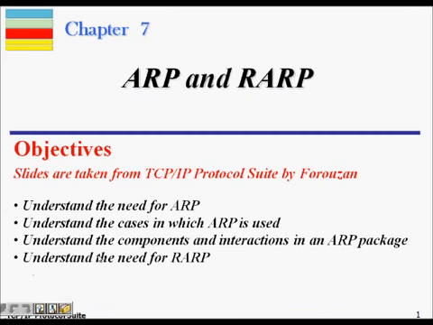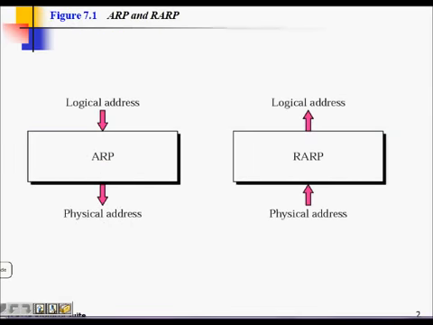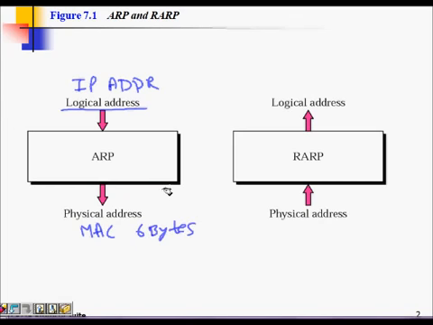So what happens is when you are on a local area network, we operate on two addresses for a host. One is your logical address, for example your IP address, and then we also have a physical address which is the MAC address of 6 bytes. So how to make a relationship between these two addresses, and in this ARP and reverse ARP help.